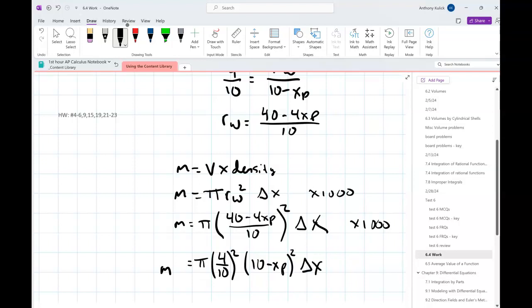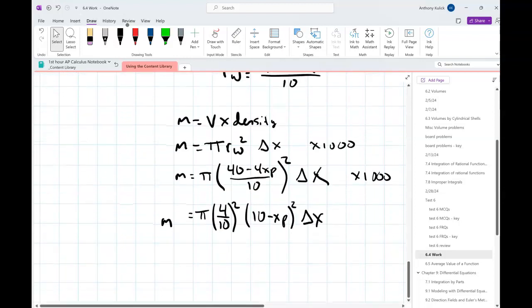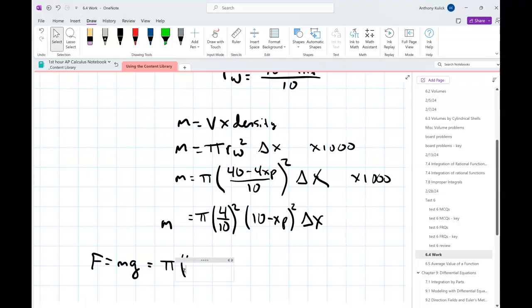And notice that this is going to be in what unit? Kilograms, which is a mass as opposed to a weight. So to turn this into a force, I need mass times gravity. I'm going to reduce 4/10 to be 2/5. Is everybody okay with me doing that real quick? It just feels less annoying that way.